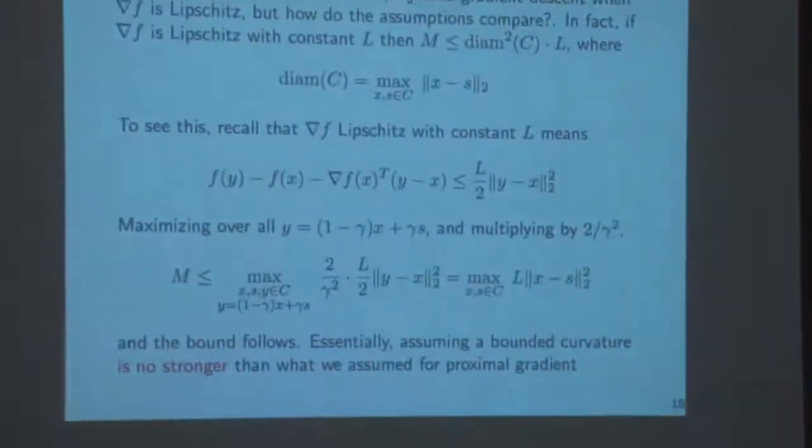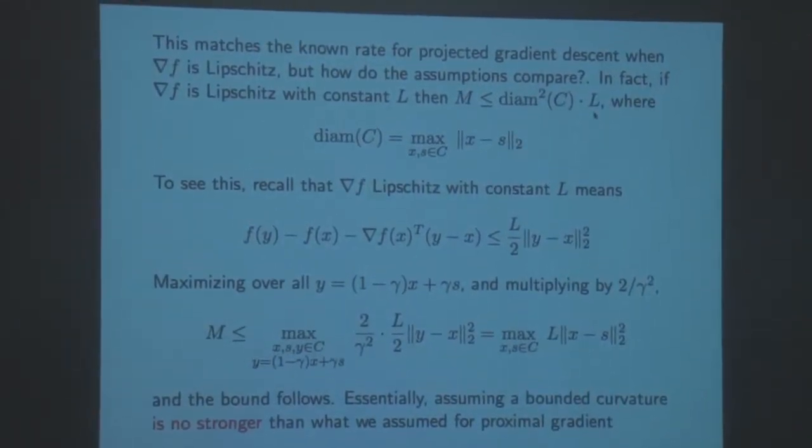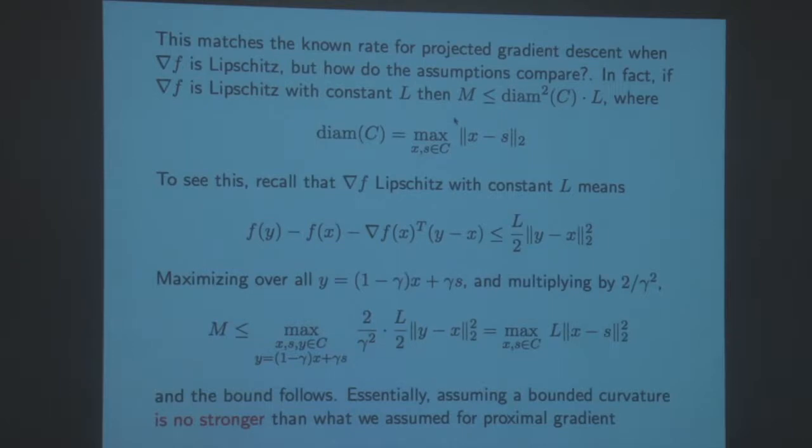A simple calculation here, which I'm going to skip because we don't have that much time, but you can go through if you're curious, shows that the curvature constant of the function f, which is m, is always less than or equal to the squared diameter of the set C, the biggest distance between any two points in C, times L. L is the Lipschitz constant of the gradient. So in other words, assuming that the function has a bounded curvature constant m is really no stronger than assuming that the gradient was Lipschitz, because it's implied by a Lipschitz gradient, as long as the diameter of our set is bounded.